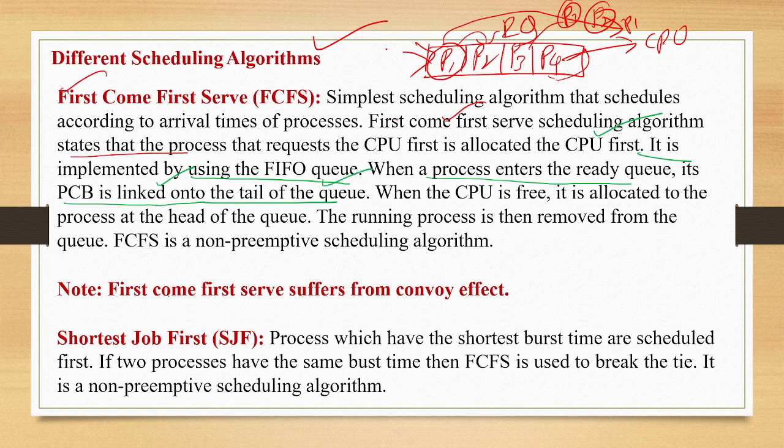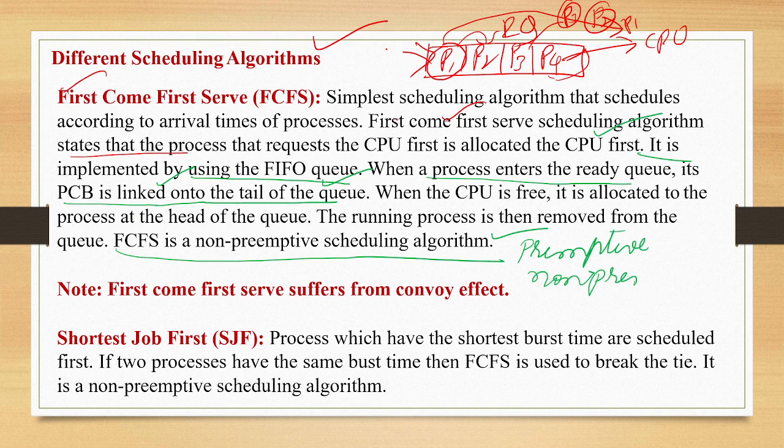Right? FCFS is non-preemptive. Just now I told, right? There is preemptive and non-preemptive. FCFS is which type of CPU scheduling algorithm? It is non-preemptive because once we allocate the CPU, we are not removing the CPU from the process. Right? Next one is shortest job.